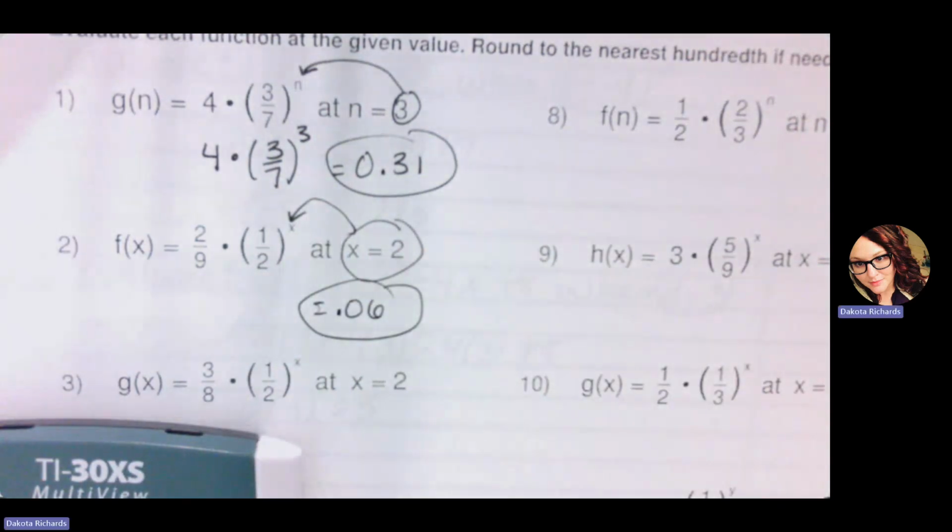The others are very similar. This is all you're doing in class, and then you have to turn it in. If you don't turn this in, you don't get credit. It is 10 points. So make sure you do this and help your grade.